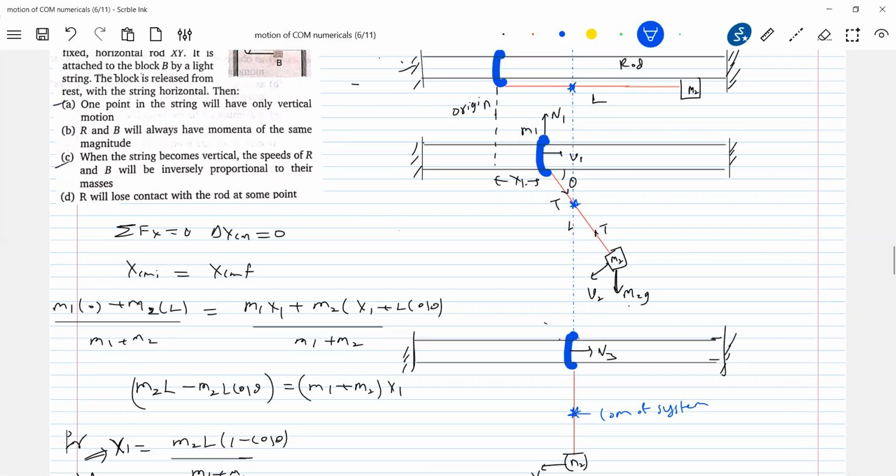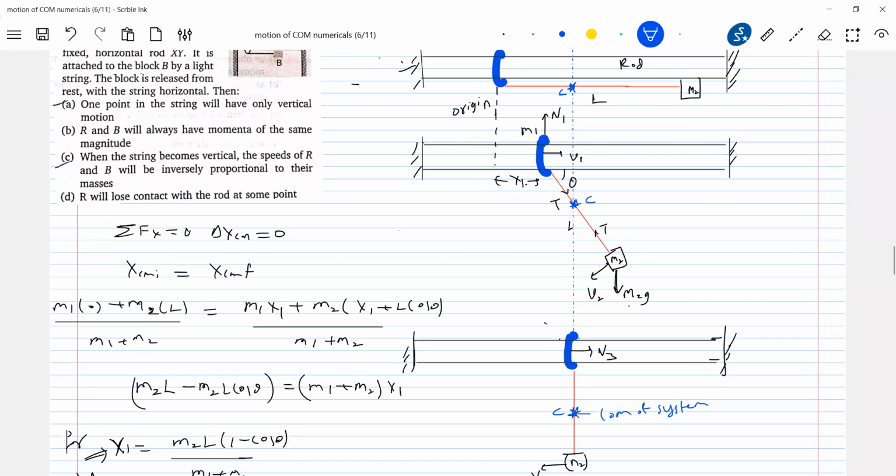You should really draw a diagram so that you'll understand things very easily. Look at that center of mass of the system. It never moved, no? I'll call it C. It has displaced only along the y-axis. So option A, one point in the string will have only vertical motion, correct? No, R and B will have momentum of the same magnitude.